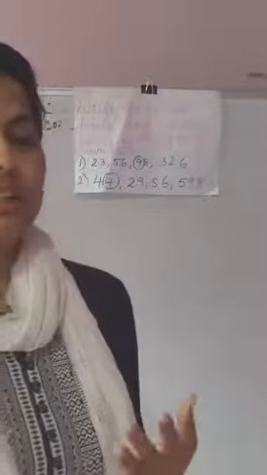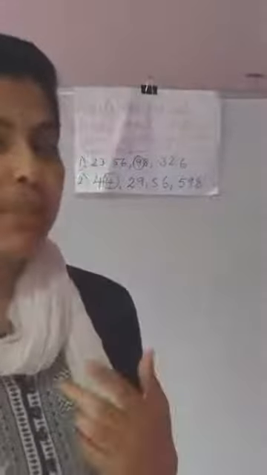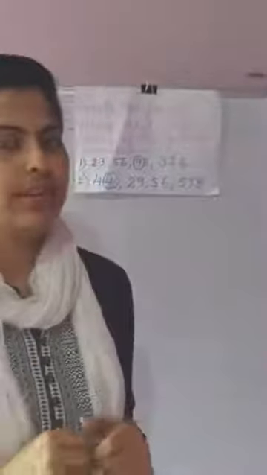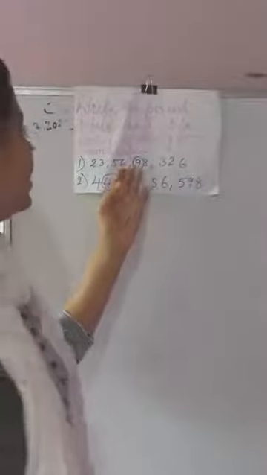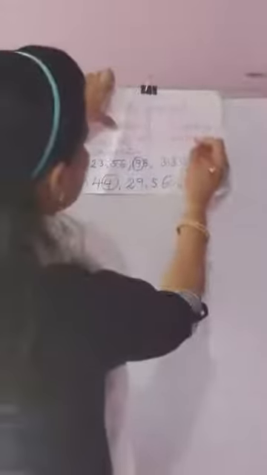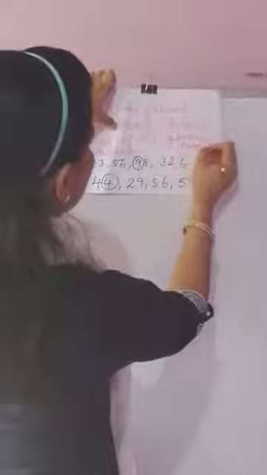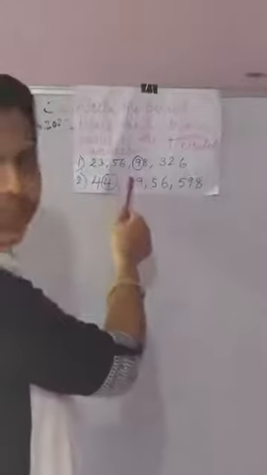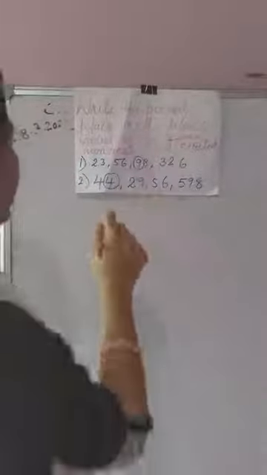Now you are able to find the place, period and place value of any digit which will be given to you, isn't it? So be ready to solve this question. The question is, write the period, place and place value of the circled number. Circled number 23, 56, 98, 326. How will you read this number first? See.